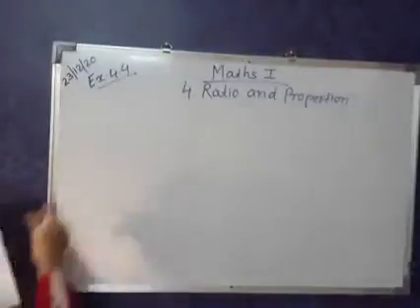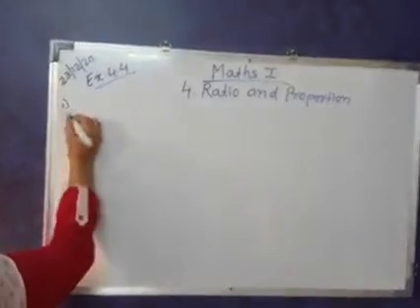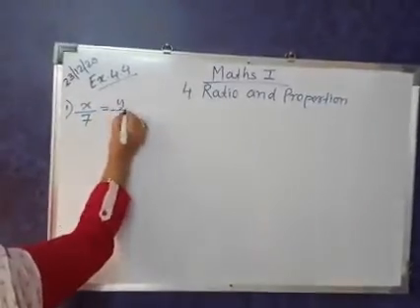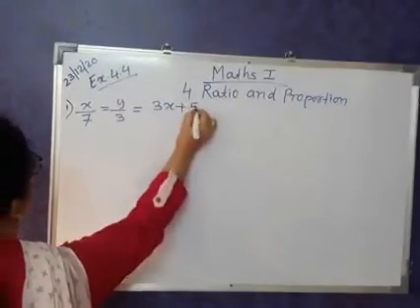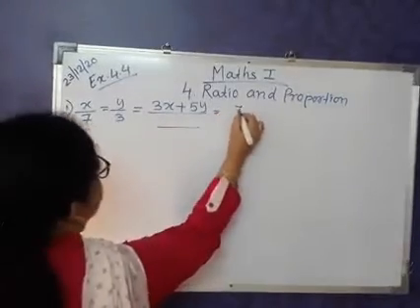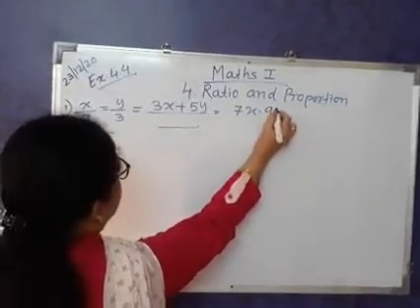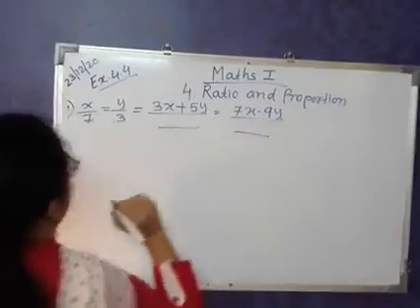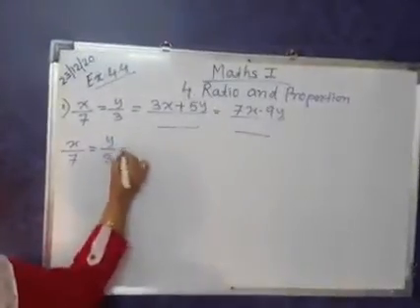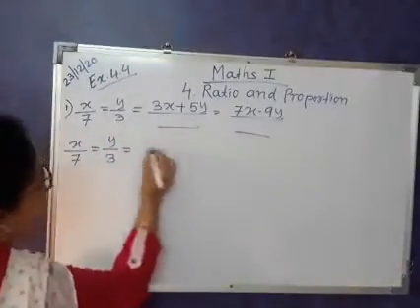So what is the first question? That is the fill in the blanks. It's given as x upon 7 is equal to y upon 3 is equal to 3x plus 5y upon dash is equal to 7x minus 9y upon dash. Okay. So now what is given? x upon 7 is equal to y upon 3. Now we will solve these two separately.